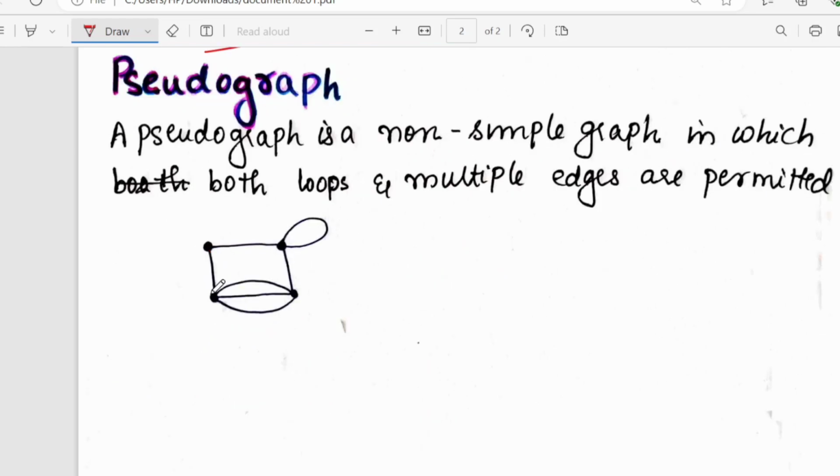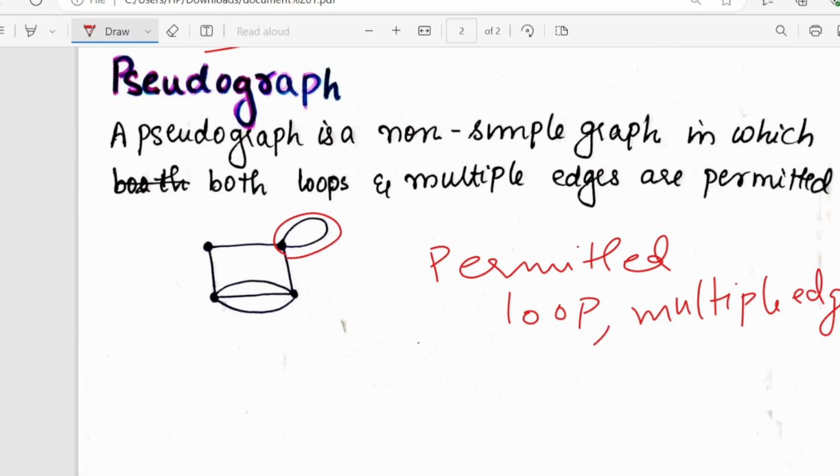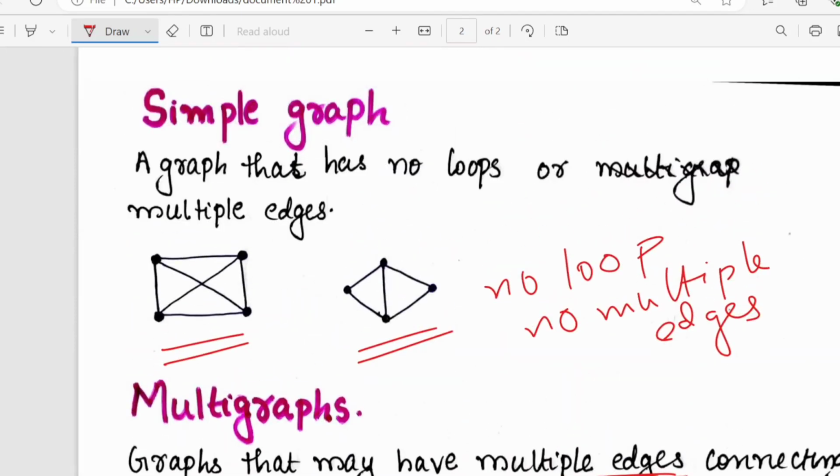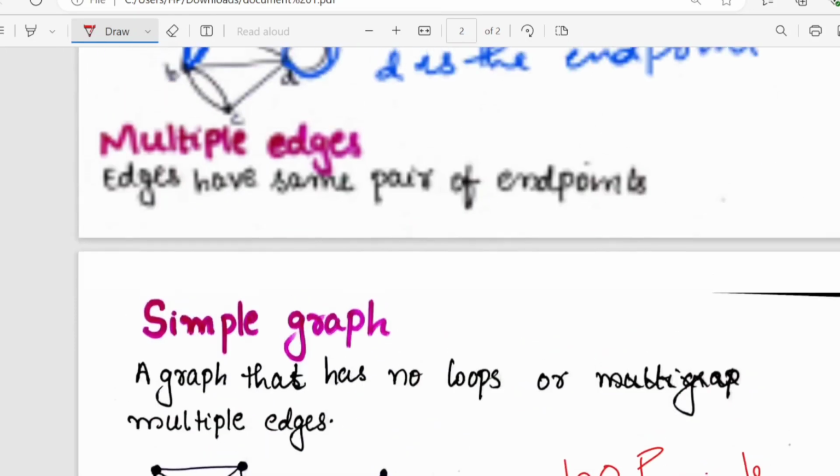Next is the pseudograph. A pseudograph is a non-simple graph in which both loops and multiple edges are permitted. This given graph is a pseudograph. There is a loop and multiple edges. For multigraphs, there are no loops but multiple edges are permitted. For a simple graph, there are no loops and no multiple edges.